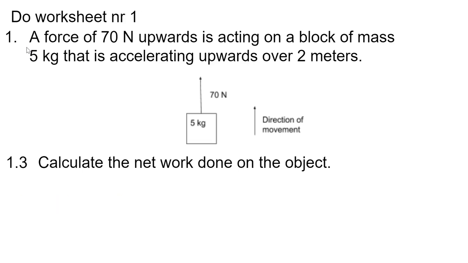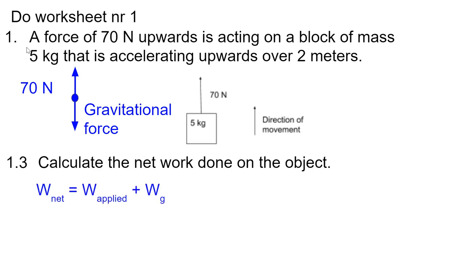Calculate the net work done on the object. That is the sum of the work done by each force that is acting on the object. The only two forces acting on this object are the gravitational force and the 70 Newton force. So therefore, if I calculate the net work done, I will calculate the work done by the applied force plus the work done by the gravitational force. I've calculated both of those. If I add them together, remember the work done by the gravitational force was negative work. It will give me 42 joules as my net work.